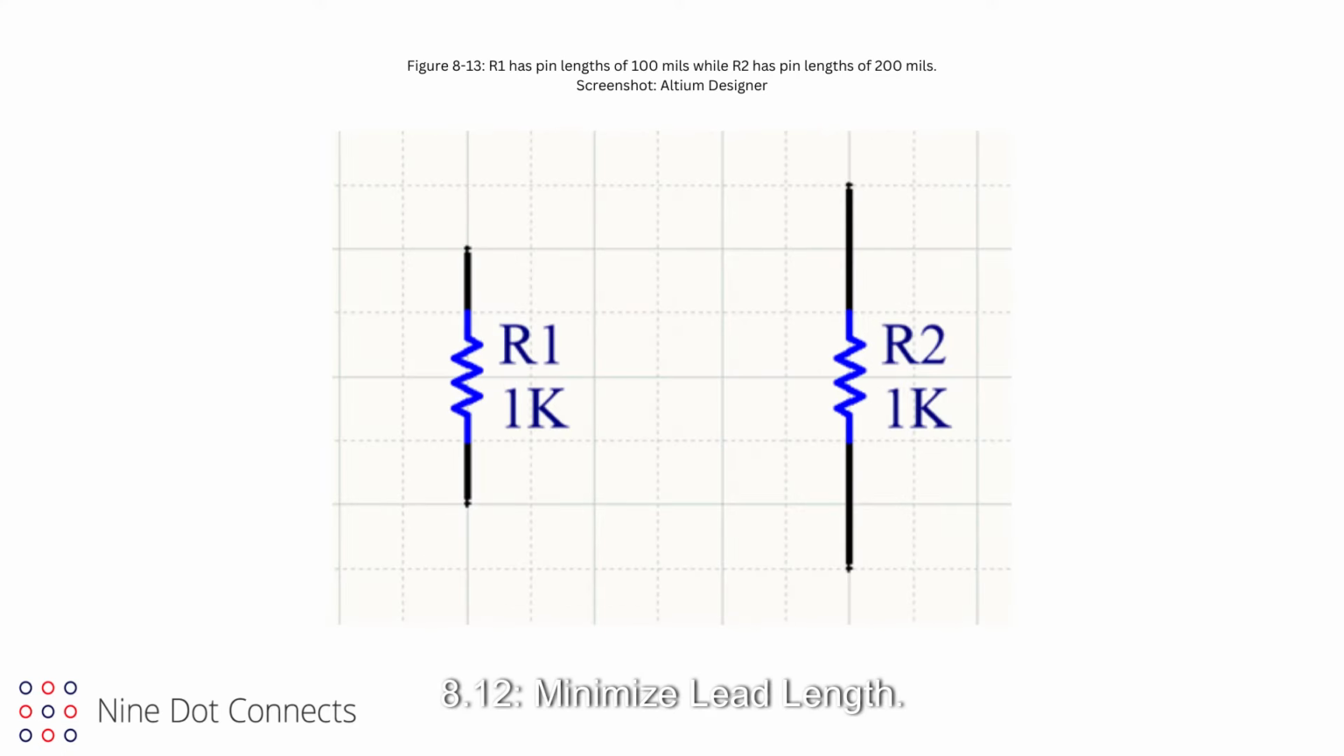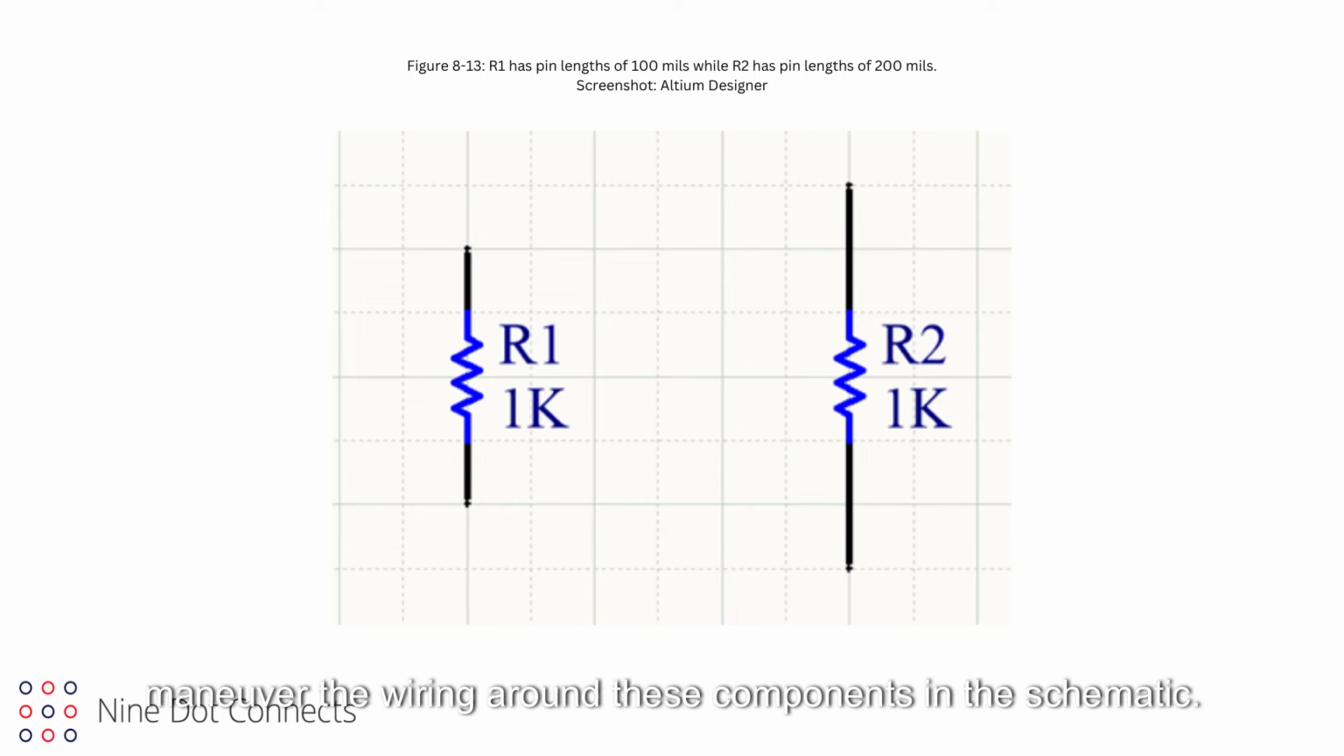8.12. Minimize lead length. Though the IPC 2612 recommends pin lengths of 200 mils or 300 mils, the pin length can be 100 mils. Discretes with long leads make it more difficult to maneuver the wiring around these components in the schematic.